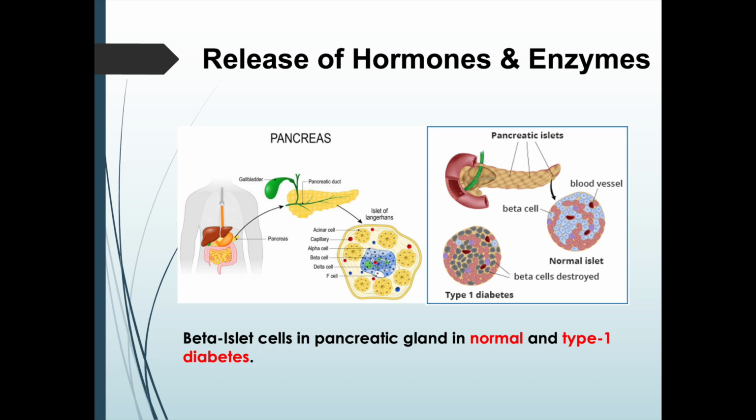When you have type 2, and the cells are dying at the beginning, you can stop that if you take utmost care. How? By checking your sugar regularly, not eating extra carbohydrates, sweets, rice, those things. You can take energy from different sources, not from carbohydrates. Only carbohydrates will make your blood sugar go high.